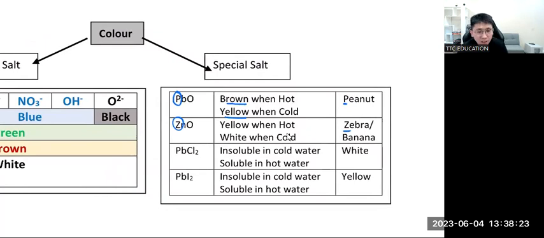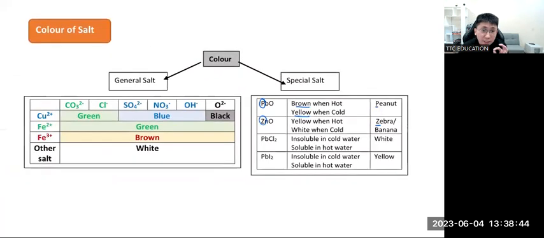Is the color change important? Of course, color change is very important. Because if they ask you about color change, they say salt A is brown when hot, yellow when cold, then they ask you what is salt A. So you ask me whether it's important or not? Definitely very important. Salt color is very important, because color is one of the easiest ways to recognize what salt that is. Even though it sounds very racist.